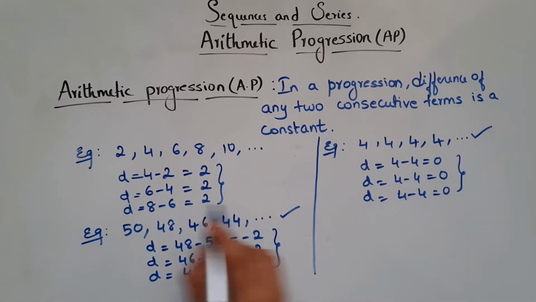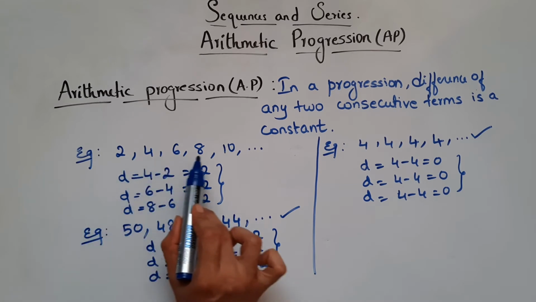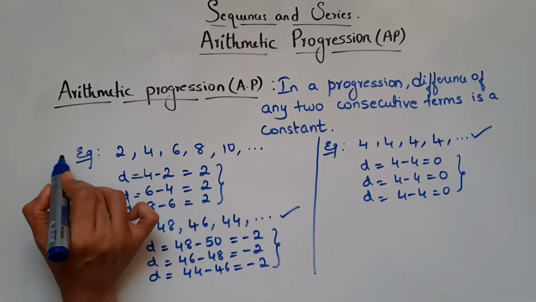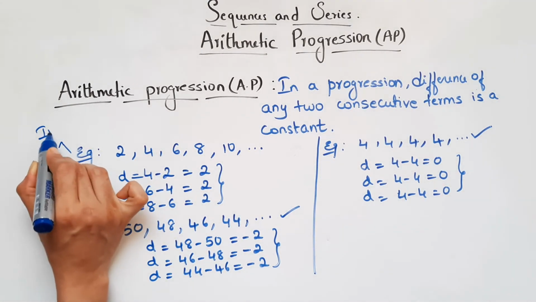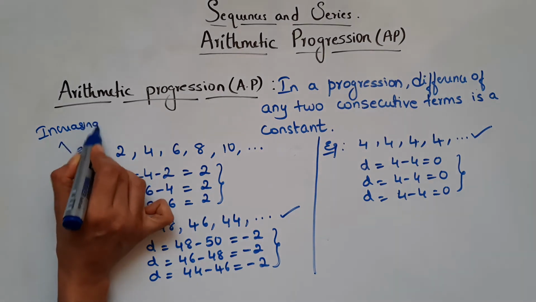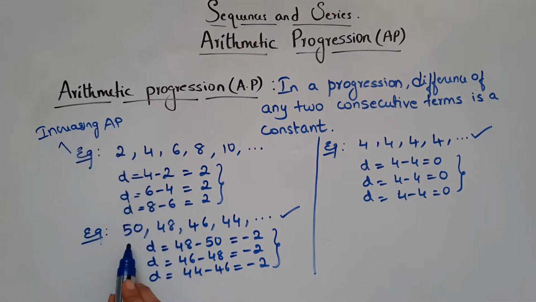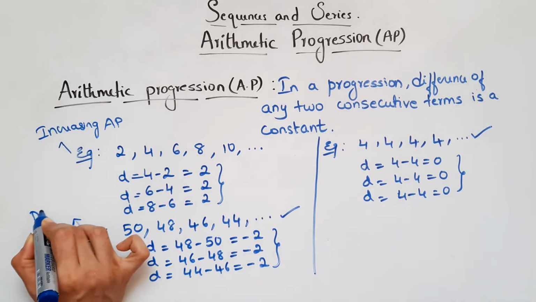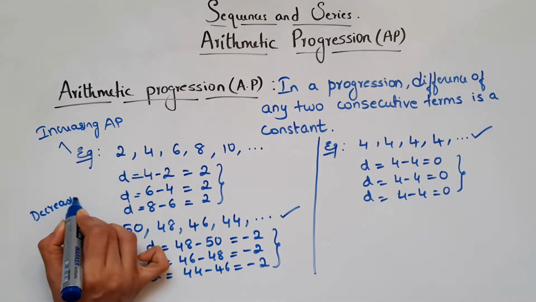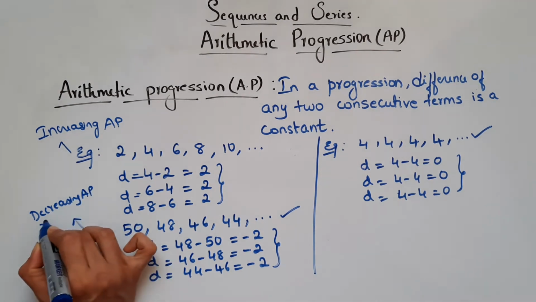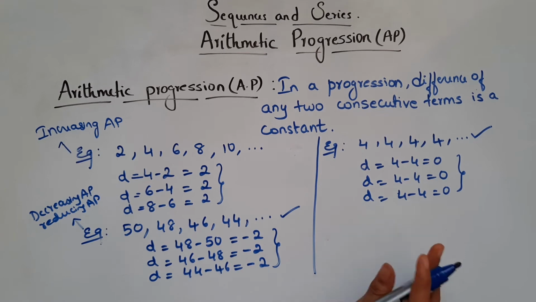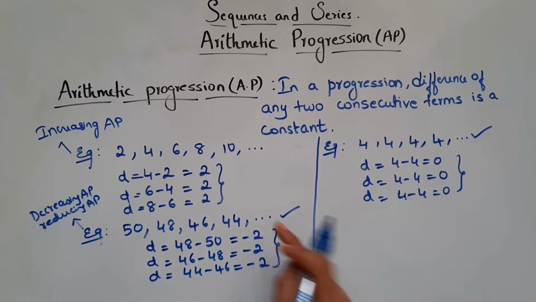If you see this first example, here we have 2, 4, 6, 8, 10. This is an example of an increasing AP. Now if you see the second example 50, 48, 46, 44, they are decreasing, right? So they are called decreasing AP, or this is also called a reducing AP. I hope this is clear. Now let's move on, but before that pause the video and note this down.